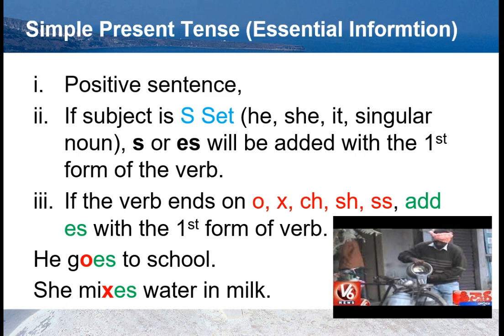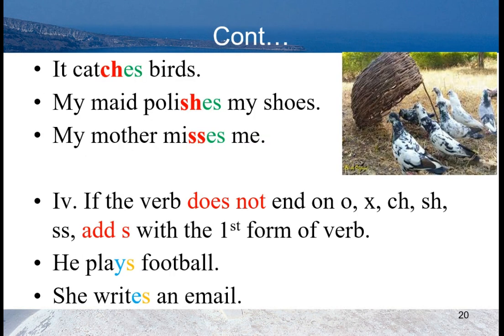Look at the first condition. Subject is from the first set. Then the verb ends on o, so add es. She mixes water in milk. First condition is fulfilled. Subject is from the first set, like she, and in mix, x is present, so add es. It catches birds. It is a subject from the first set. Ch is there, so add es.